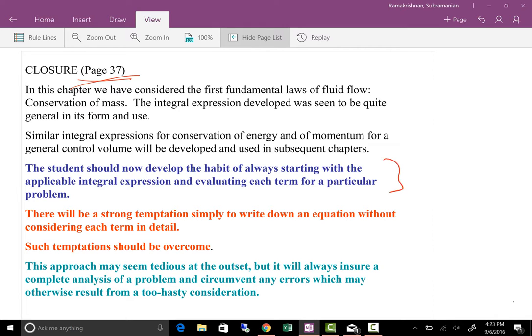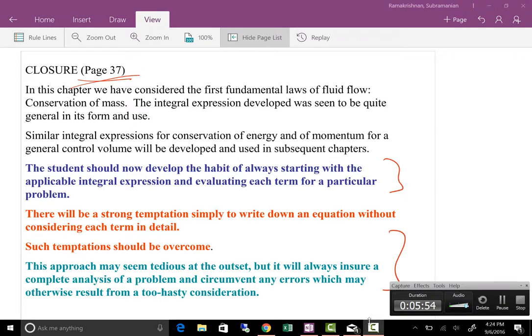So please, this is always the starting point, right, for a particular problem. And I have seen in previous years, again, there will be strong temptation simply to write down an equation without considering each term in detail. So please overcome such temptations. This approach may seem tedious at the outset, but will always ensure a complete analysis of a problem and circumvent any errors which may otherwise result from too hasty consideration. So please start off, state your mass balance, look at it term by term, and evaluate it. This will really serve you in good stead as we go along, and we will work on more of the problems, right, as we go along in this course.